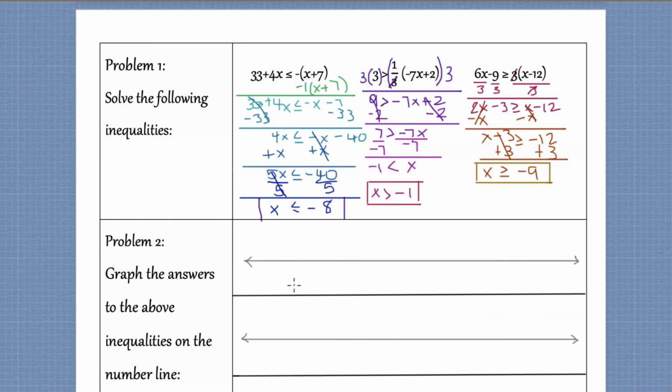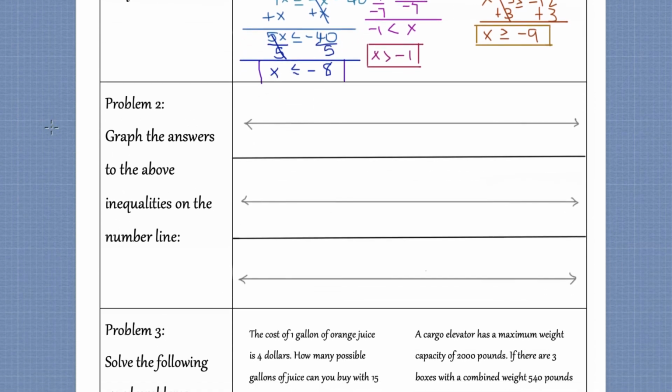Now that we've solved these three inequalities, let's move on to the next problem. Problem 2 says graph the answers to the above inequalities on the number lines. So if you look over here, we have 3 separate number lines, which we have to label and then graph for the answers that we got above. And so I'm going to use this first number line right here, and I'm going to graph the solution to the first problem on this one.